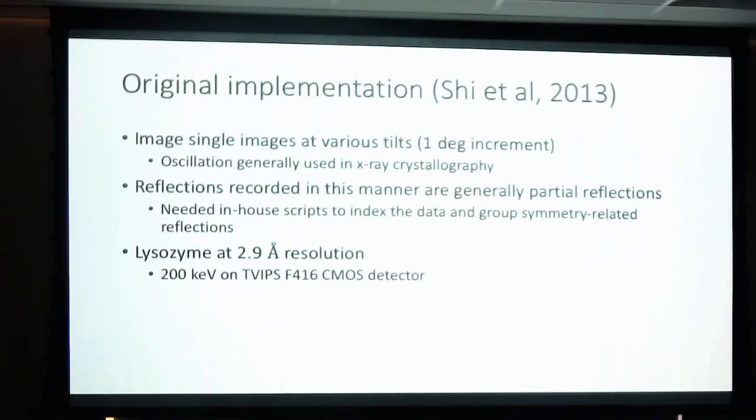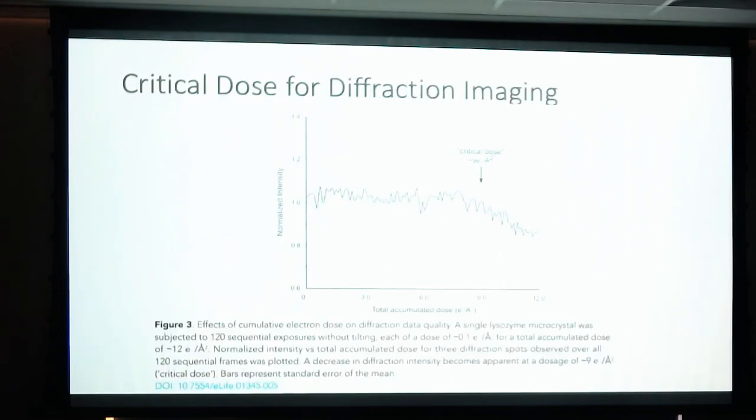So the idea is basically you take diffraction images of your crystal, and in the original implementation they took individual images at various tilts. And then, with some little modifications, they did a 3D reconstruction using standard X-ray software. So they first of all solved lysozyme at 2.9 angstrom resolution. When they were doing this, they also looked at how much dose each of the diffraction spots could take until it disappeared.